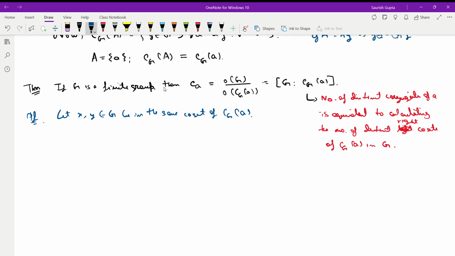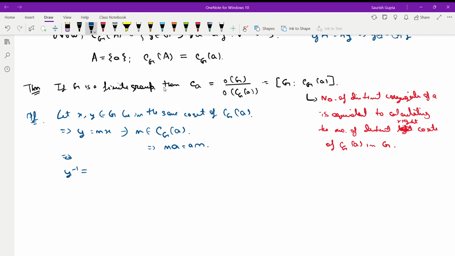So we consider X and Y to be in the same coset of the centralizer of A in G. That implies we can write Y as Nx such that N is in the centralizer of A, being elements of a coset. But since N is in the centralizer of A in G, I can write Na equals An.